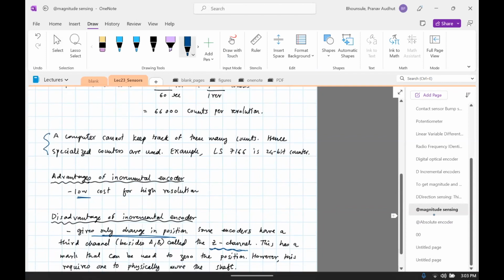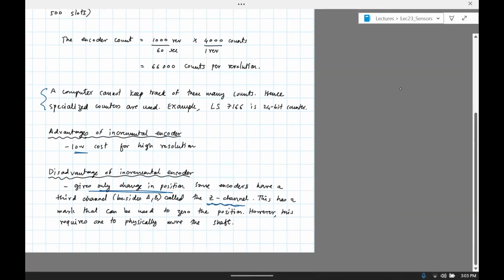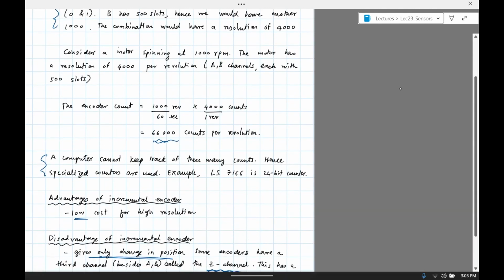The only thing I want to mention in passing is that all these encoders are based on counting, as I showed you earlier, and these counts go really high. Here is an example. This example shows that the count goes to 66,000 for 1,000 RPM. A computer cannot keep track of 66,000 counts. So what you do is you have a special counter, in this case the LS7166, which is a 24-bit counter. It can keep track of counts. You'd use a specialized circuit like this in order to keep track of counts, which will then give you the angles for a higher resolution encoder.